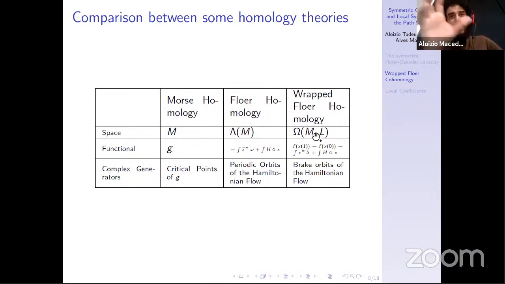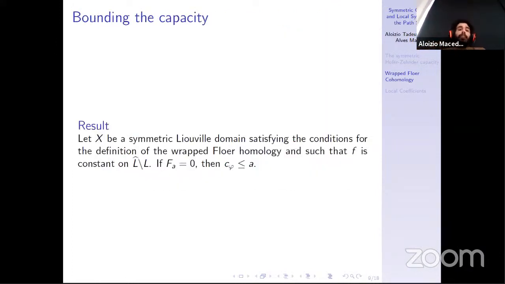But this gives us an insight on the space and on the functional. And I need you to understand both this space, the space of paths that start on L and end on L. And it's useful to mention this function f here. Why? Because we have the main results relating to the capacity, okay? We have the result that if we have a symmetric Liouville domain, symmetric in the sense of the existence of that involution, satisfying the conditions for the definition of the wrapped Floer homology, right?